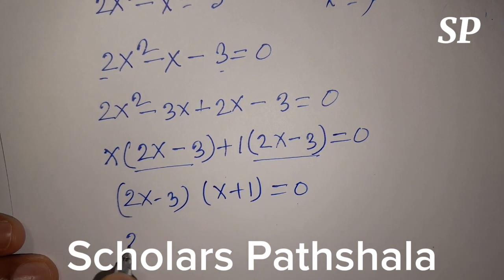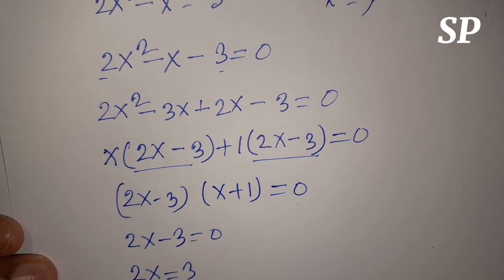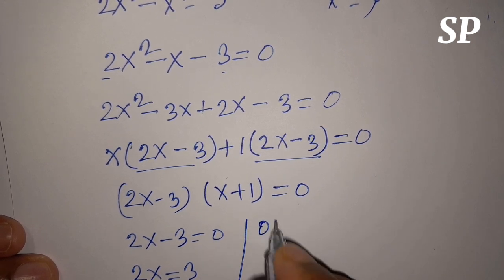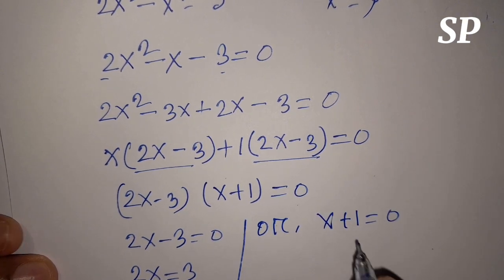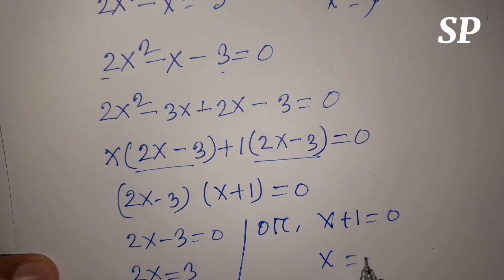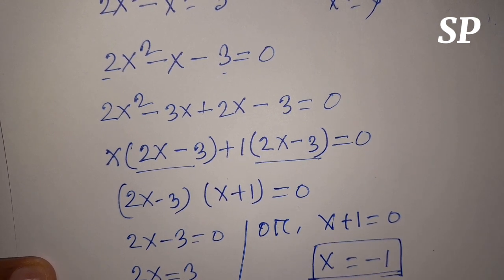So we can write 2x minus 3 is equal to 0, and 2x is equal to 3, and x is equal to 3 by 2, or x plus 1 is equal to 0 and x is equal to minus 1. So the values of this equation are x equal to 3 by 2 and x is equal to minus 1.